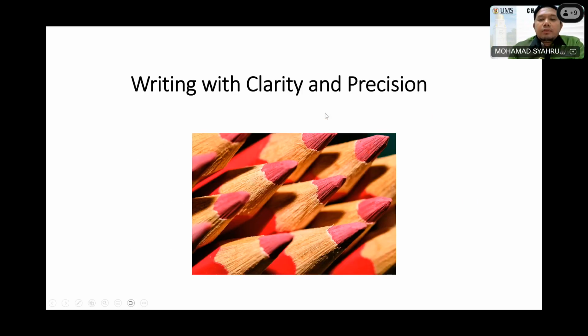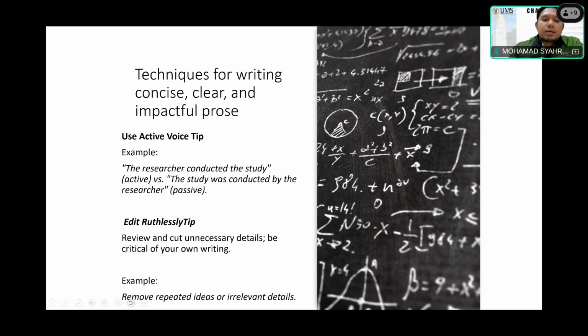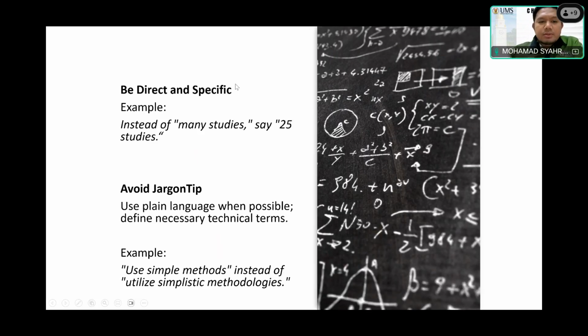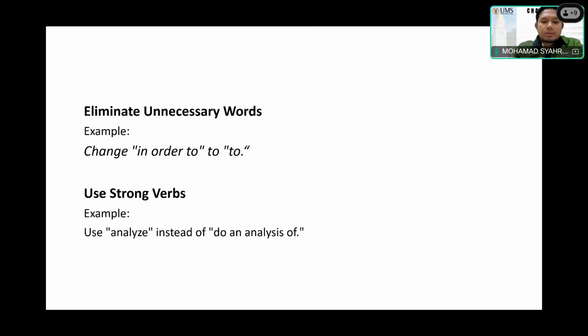Writing with clarity and precision. Yeah, this is the technique that I know you've been exposed to, you know about this. I don't want to emphasize on it. Okay. This thing, yeah, this is the art of writing.